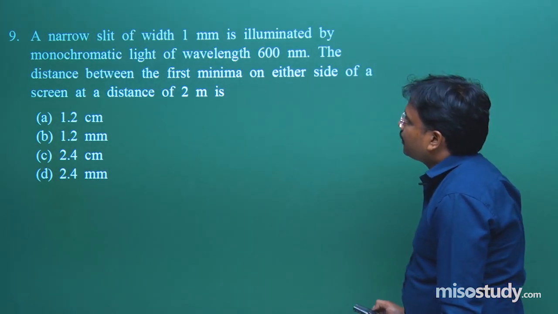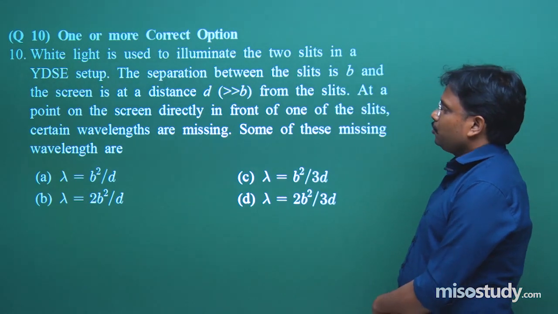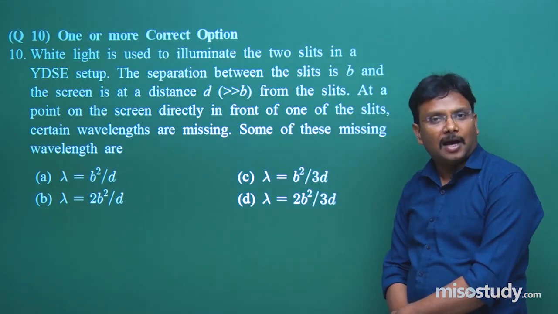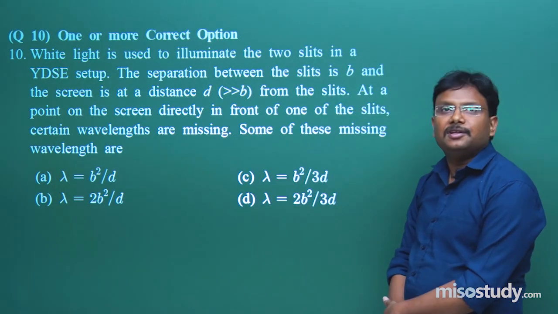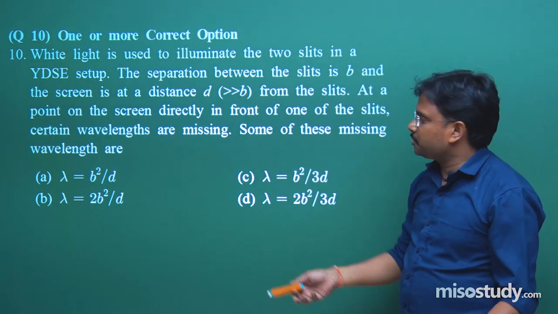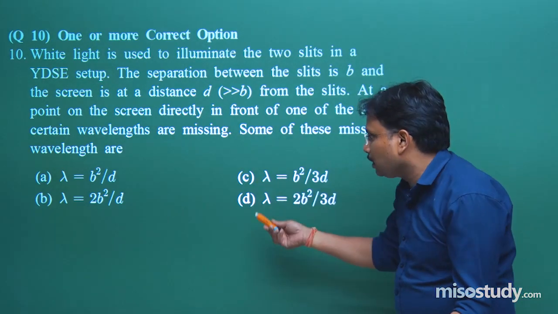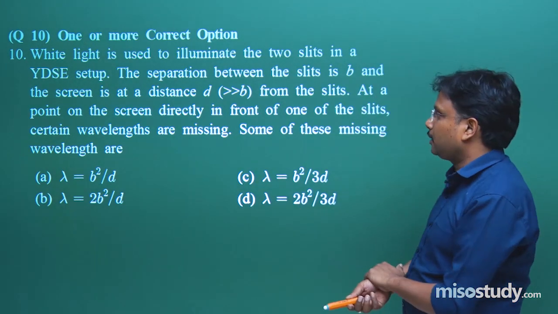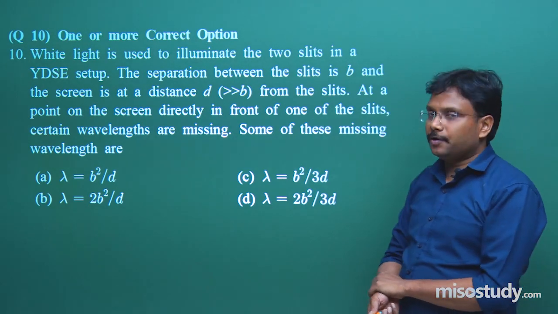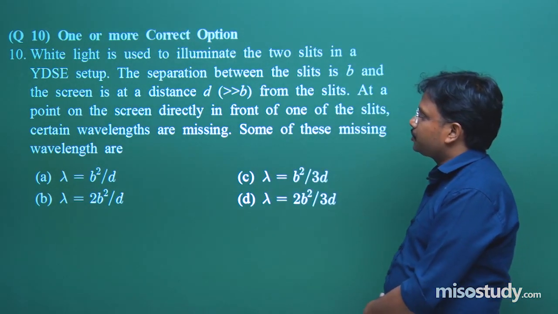Here comes your question number 10. Now, this question, as you know, they asked different types of questions. So, this question comes in the category of what? That is one or more correct options. Out of these four, it may be possible that either one is correct or more than one is correct, because the second category of questions is from this side. Let us read the question.